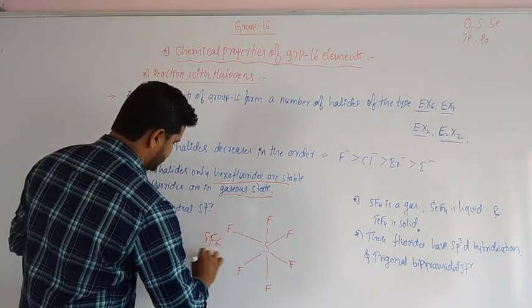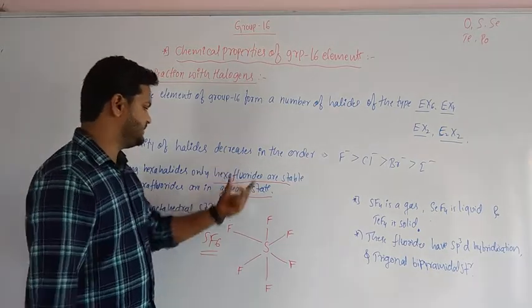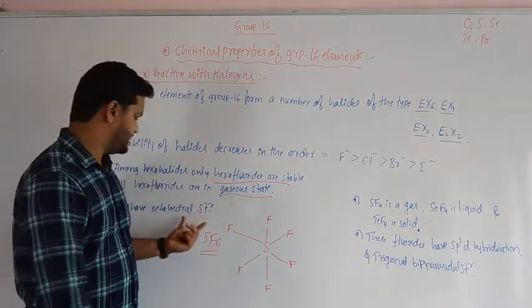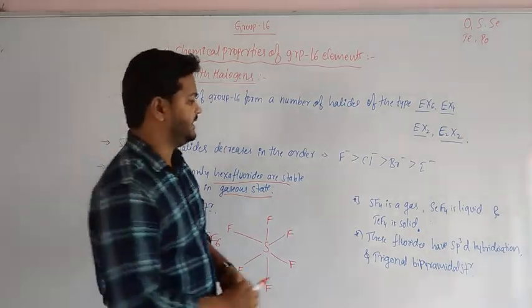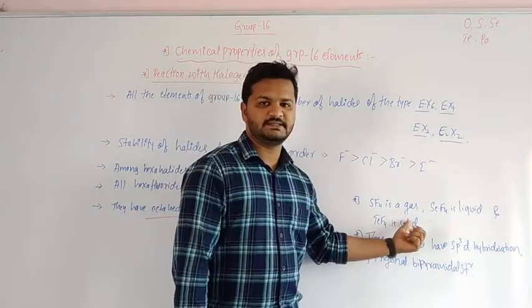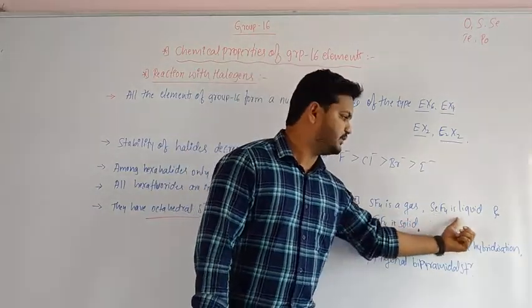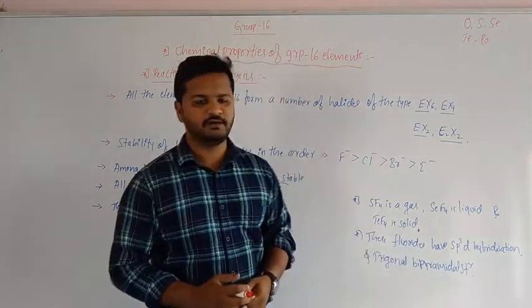SF6. This is the best example for a hexafluoride. They are stable, they are in the gaseous state and they have an octahedral structure. And the next one, SF4. SF4 is gaseous in nature, SeF4 is liquid and TeF4 is solid in nature.